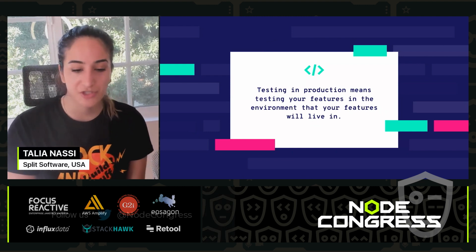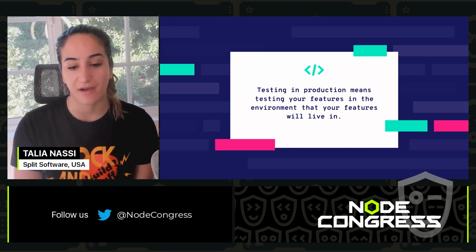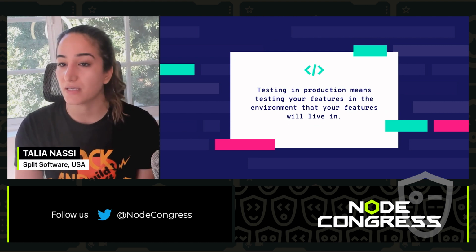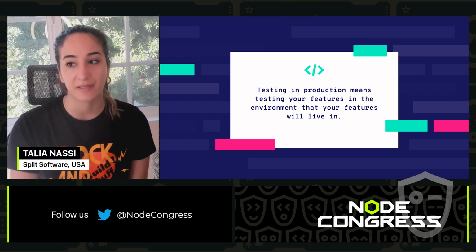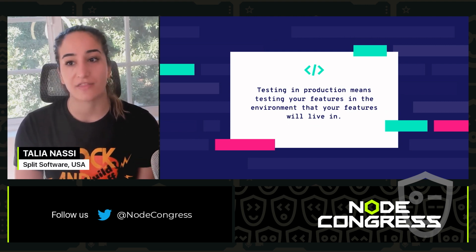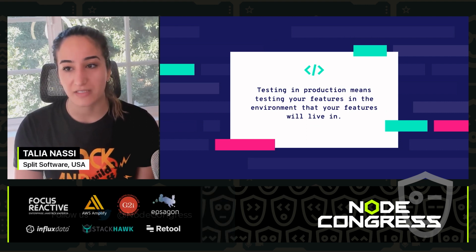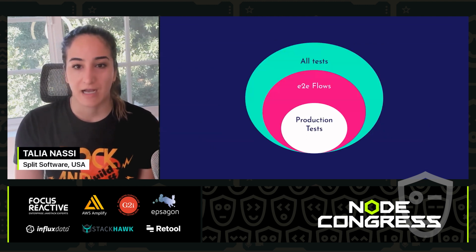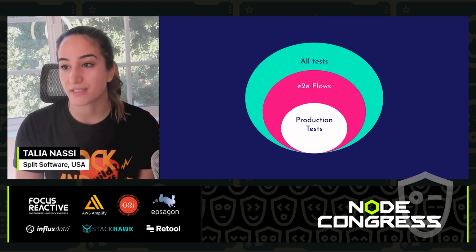So testing in production means testing your features in the environment that your features will live in, not using a dummy environment like staging. And I thought, wow, this is so perfect. This is going to solve all of my problems. And I also learned that testing in prod doesn't mean you only test in prod.